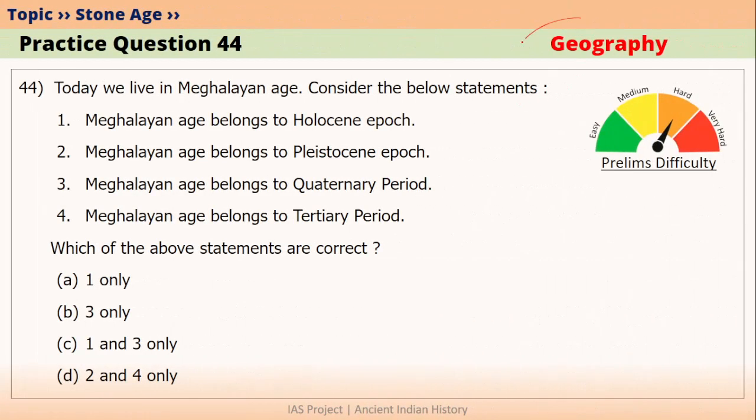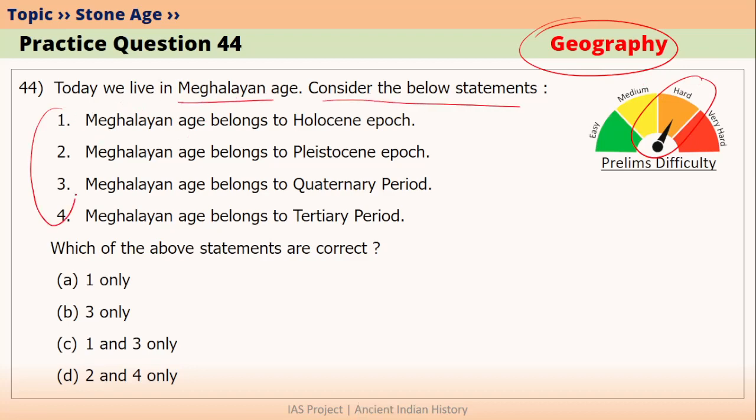The next question is also related to geography, but since we have discussed epochs in our Stone Age, it is also relevant here. This is a hard question. Today we live in Meghalayan age. Consider the below statements. Statements have been given here. The question is, which of the above statements are correct?